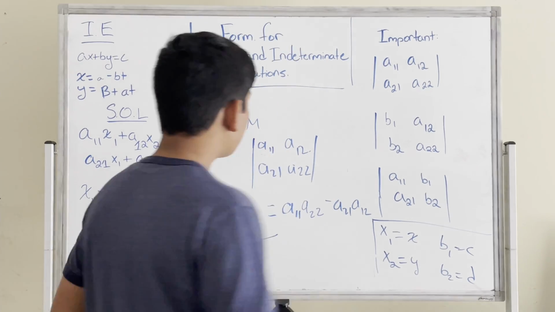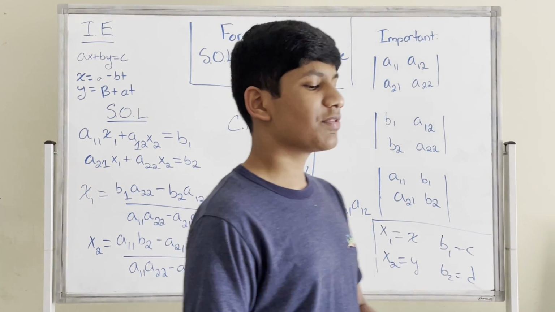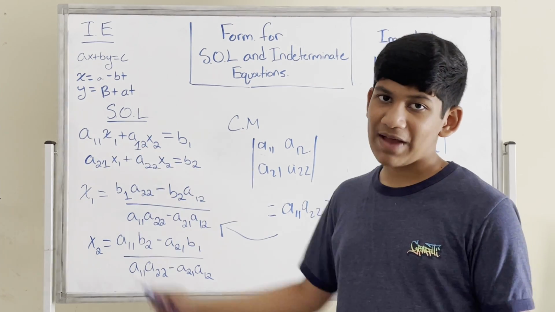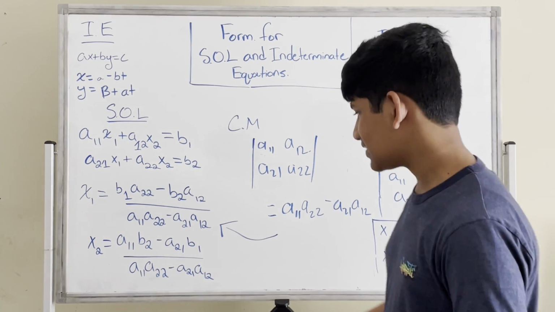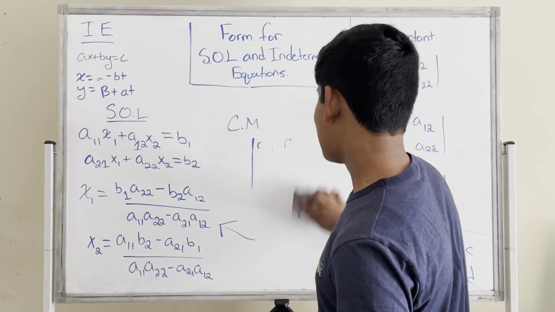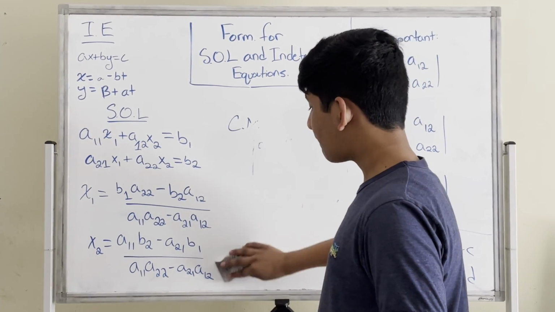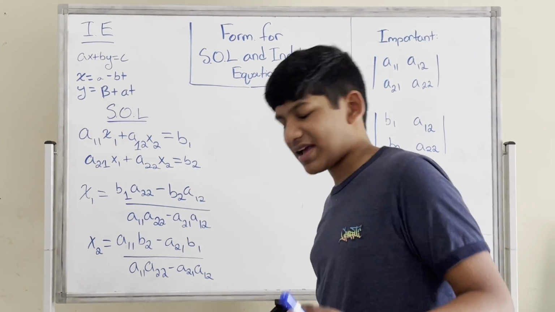So the determinant of the coefficient matrix, or all the coefficient values, is going to be the denominator. That's one thing to realize. That's an important key aspect. Notice that this works for both x1 and x2, or x and y's.